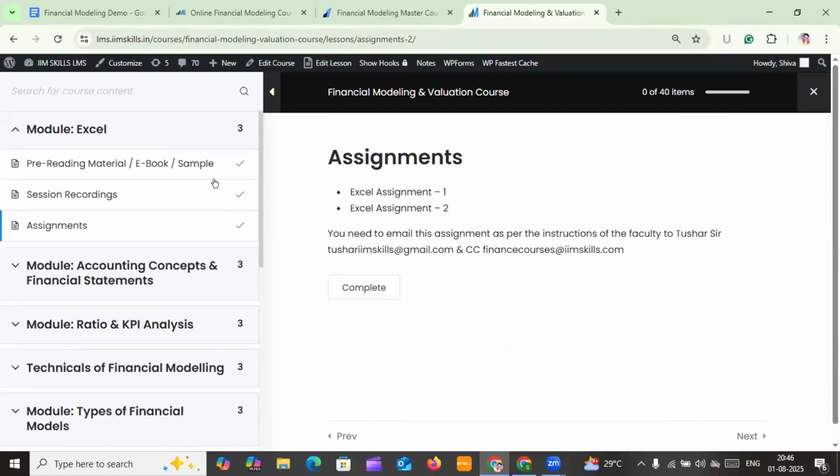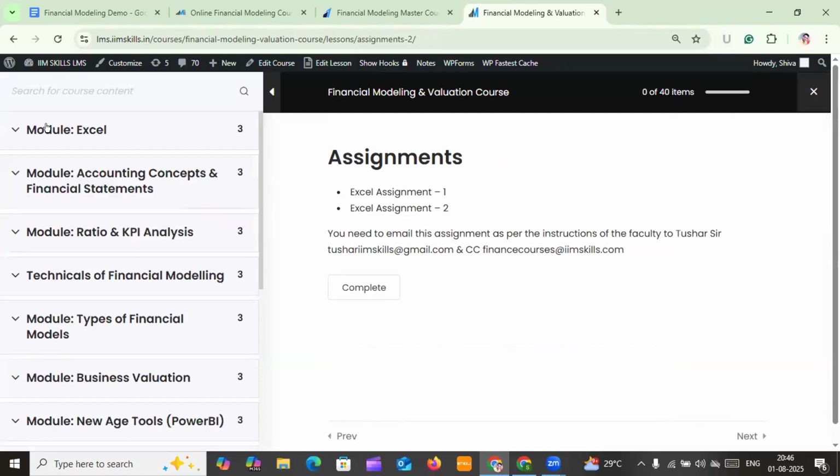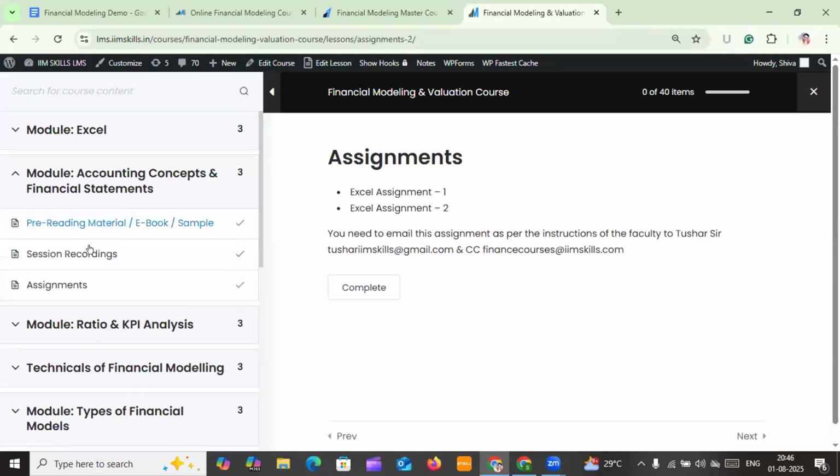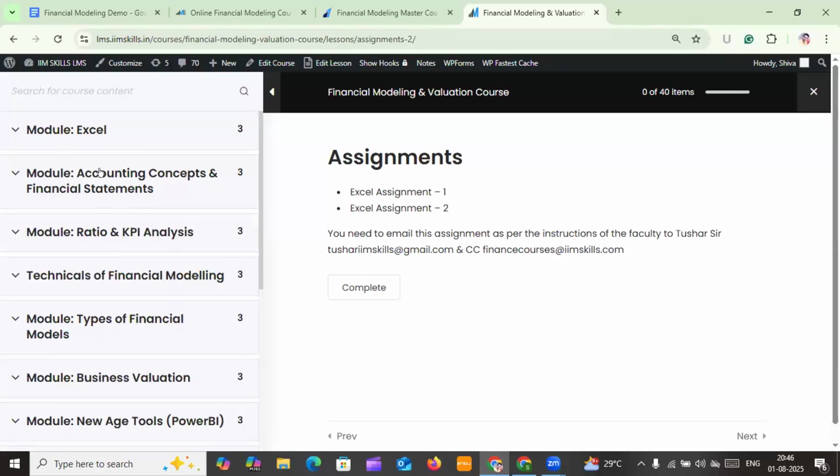Within every module, you will be able to see things like this only. There will be pre-reading material, a session recording and the assignment part. So you are not going to miss anything out of it. And once you get clearance on every section, there is no reason why a company will not consider your profile, because practically you are very strong.